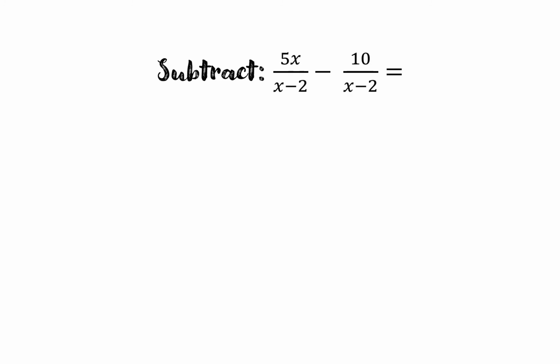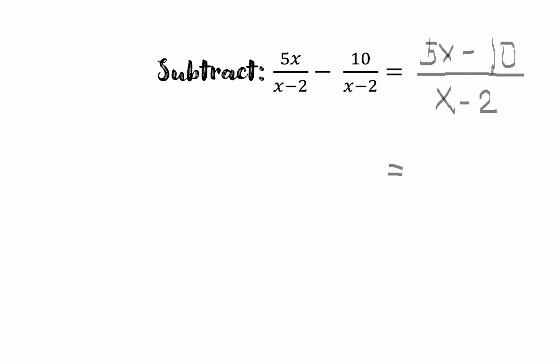Last example. Okay, so subtract 5x over x minus 2 and 10 over x minus 2. Okay, so first step, subtract the numerator. So yung 5x minus 10. And then copy the denominator. Kopyahin lang ang denominator na magkapareho. Okay, and then, pwede ba natin siyang i-simplify?